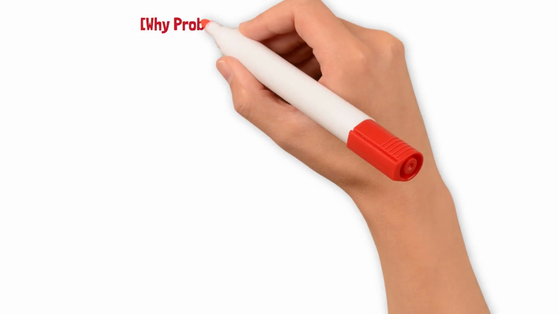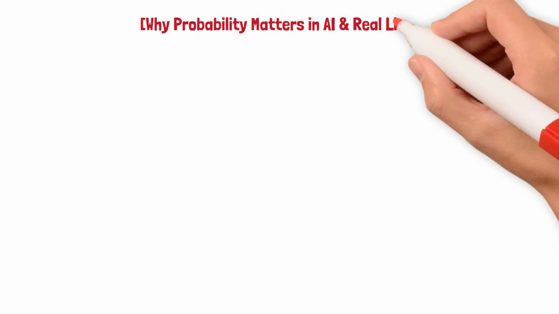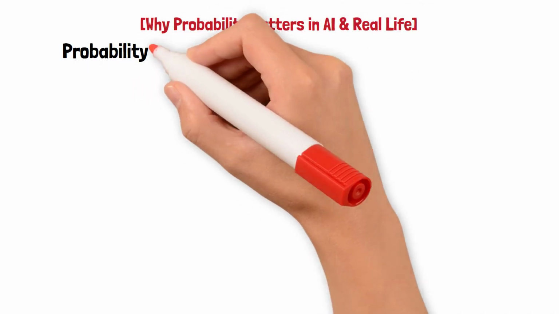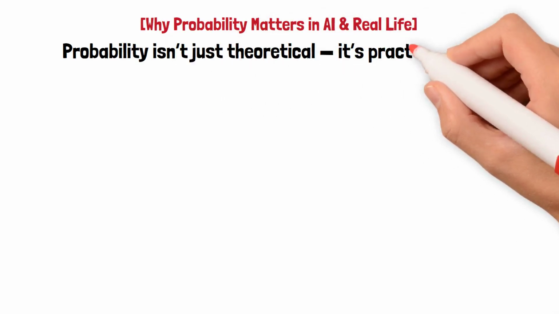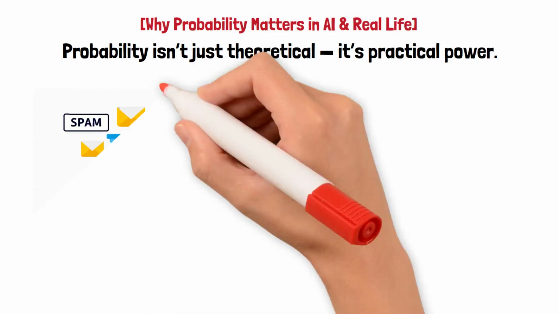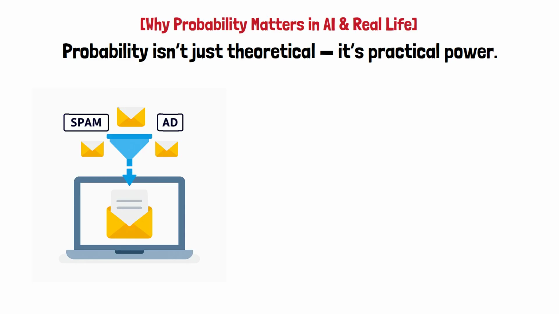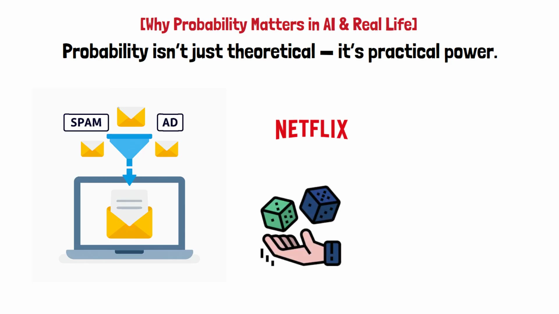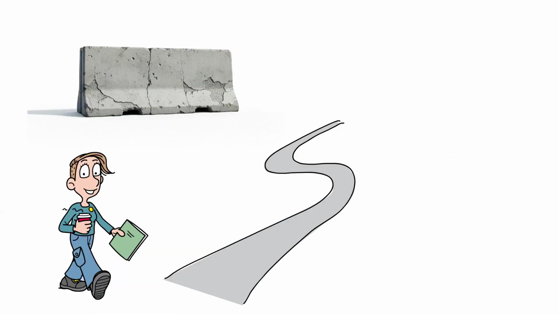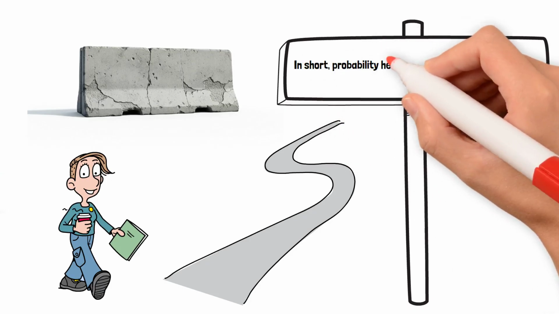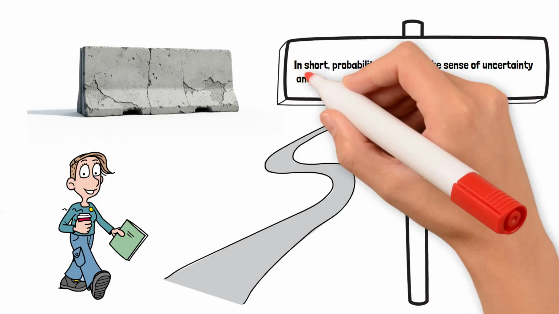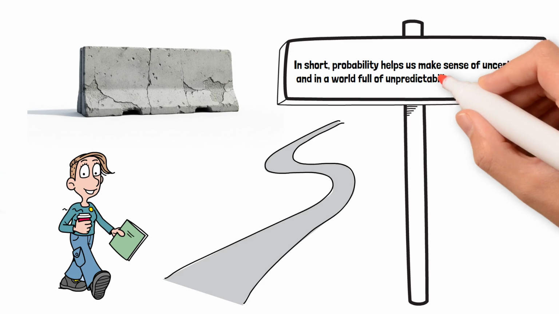Why probability matters in AI and real life. Probability isn't just theoretical, it's practical power. Every time your email filters spam, it's using probabilities. Every time Netflix recommends a show, it's predicting based on probability. Self-driving cars calculate the probability of obstacles, pedestrians, and safe driving paths in real time. In short, probability helps us make sense of uncertainty, and in a world full of unpredictability, that's priceless.